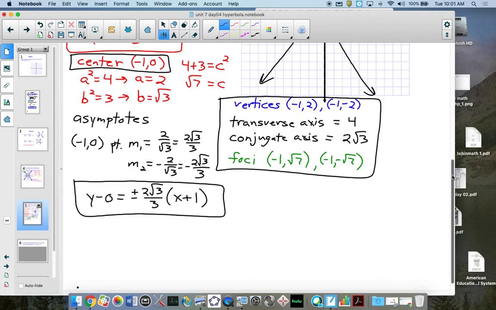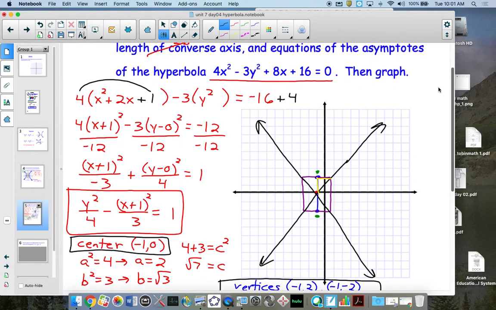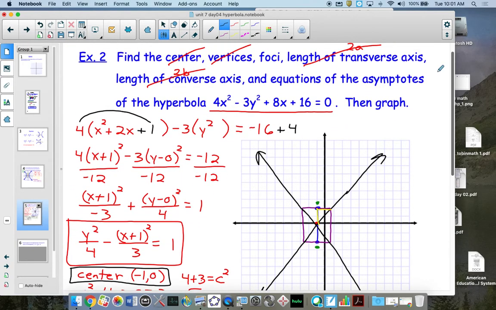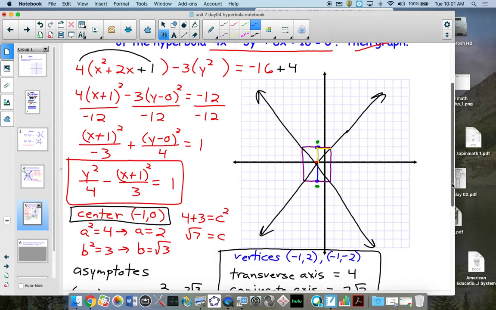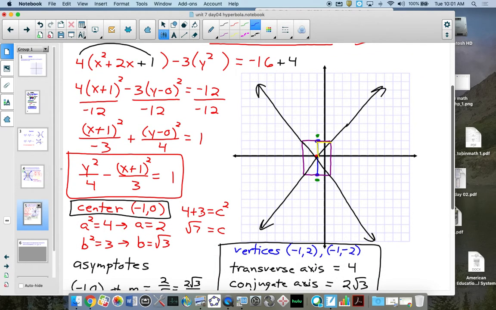So let's go back and make sure that we've checked off everything. We've got the center, the vertices, the foci, the equations of the asymptotes, and now we just need to graph. So, since we have our box and our asymptotes, we're ready to draw our graph. Sometimes people like to draw the asymptotes with dashed lines, so it's not as overwhelming when you're looking at the graph. But that's it.